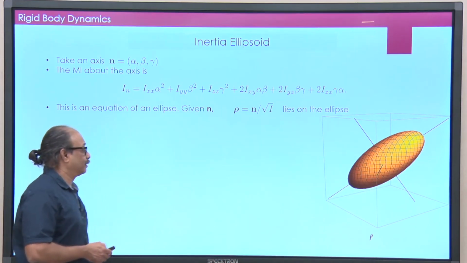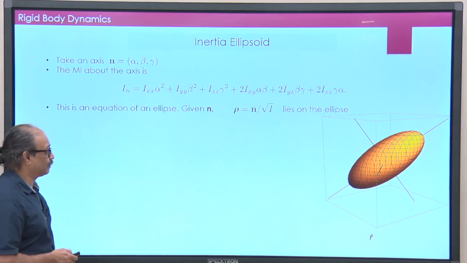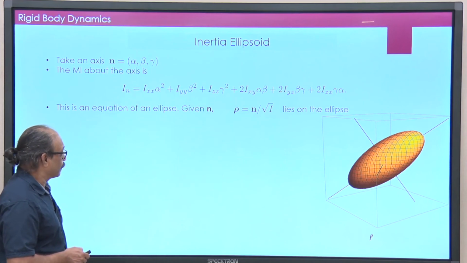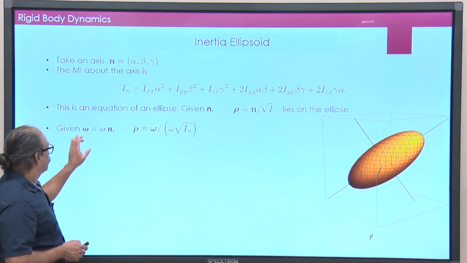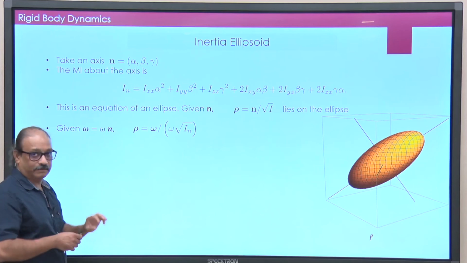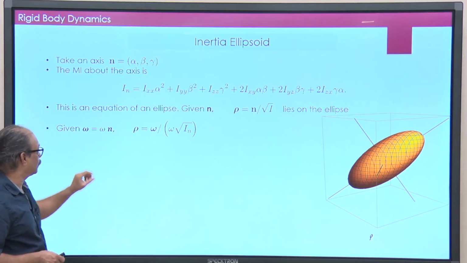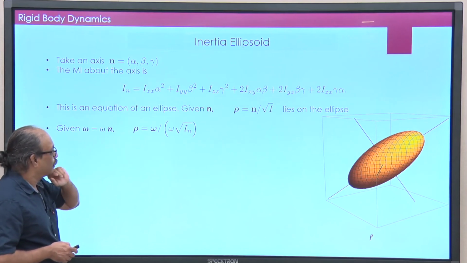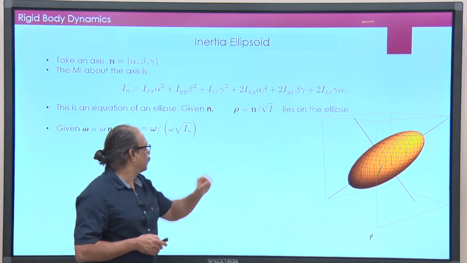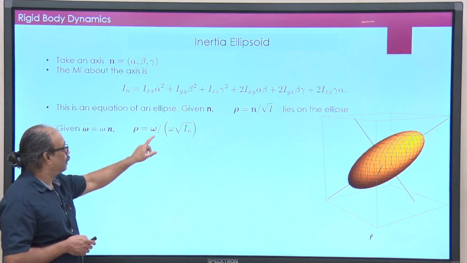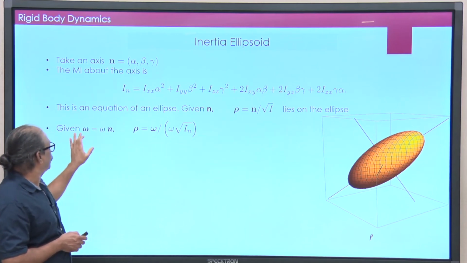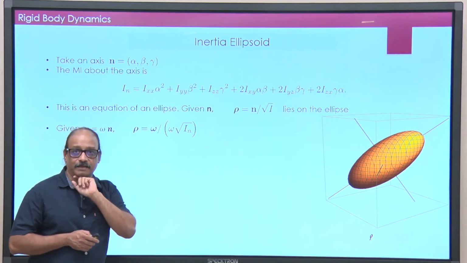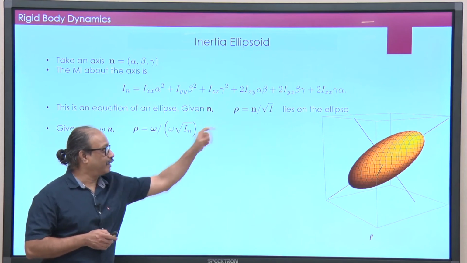Okay, fine. Now, here is something that we would like to do. It has its own use in a slightly different way. So if I write this omega vector, which is the instantaneous angular velocity, as omega n, then what would be my rho? Rho is nothing but n divided by square root I n. So, basically n is nothing but omega vector divided by the magnitude of omega. So, I will write it as omega vector divided by magnitude of omega into square root I n.